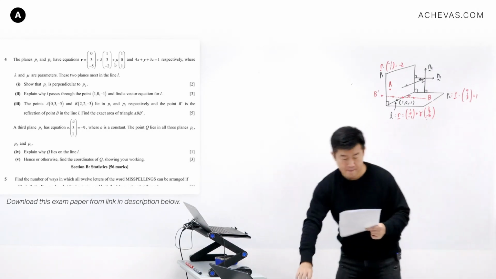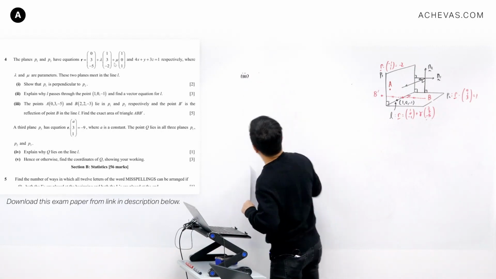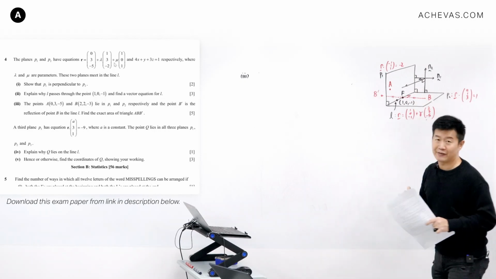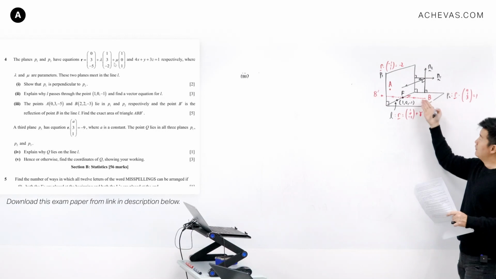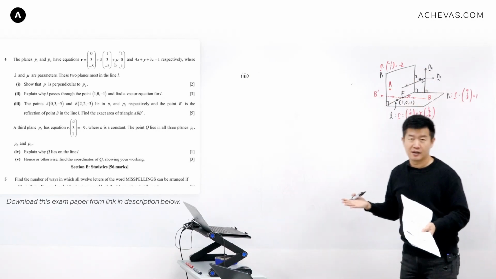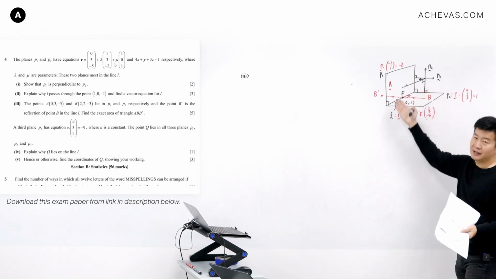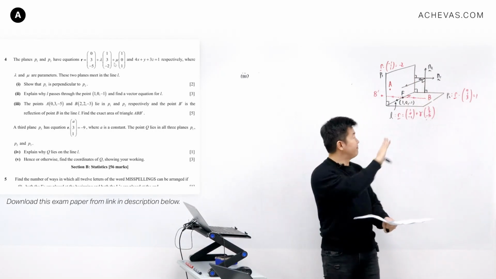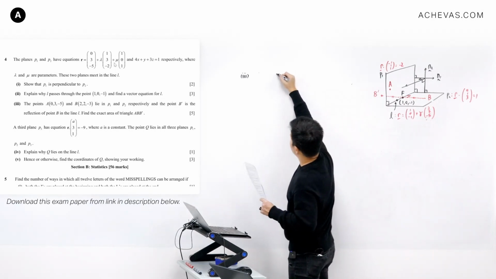So anyway, I'm going to first work on this point here. I'm going to call this point F. F is the foot of the perpendicular from B to the line L. F is also the foot of the perpendicular from B to the plane P1. Since it's a typical and classic scenario, I'm going to just redraw my diagram.